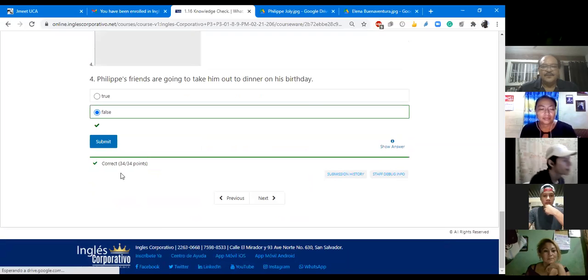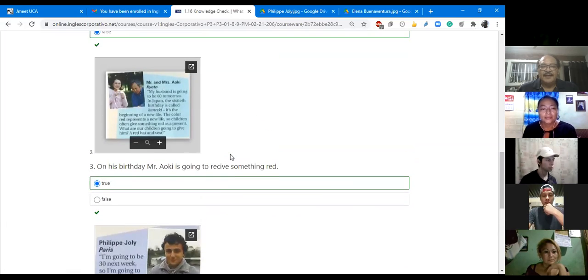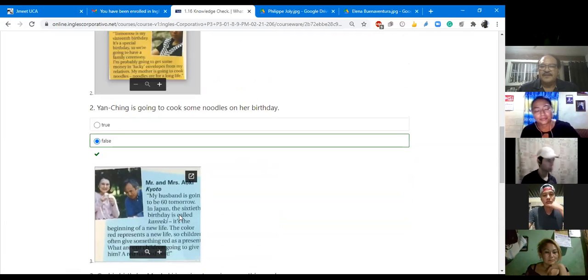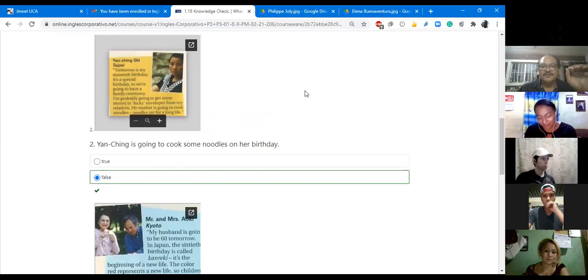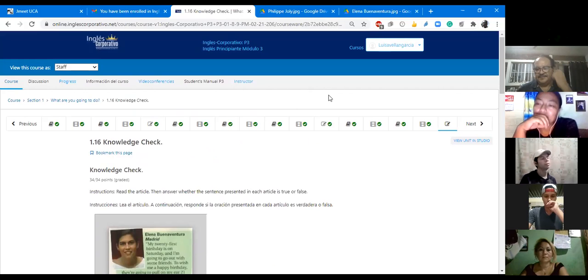Okay, so there we have it. And you see, this is how you apply the strategy or the skill for scanning, okay? Looking for specific information in the reading. This one is a short reading, right? But sometimes the readings, okay, lectures, the readings are longer, two, three, or four pages, right? So that's why you need to apply this kind of skill.